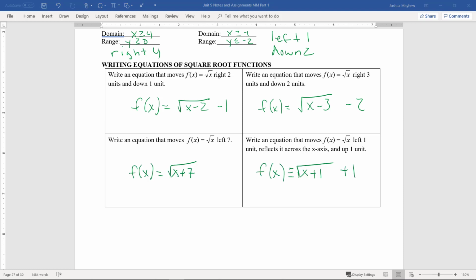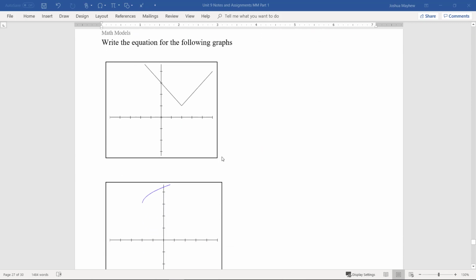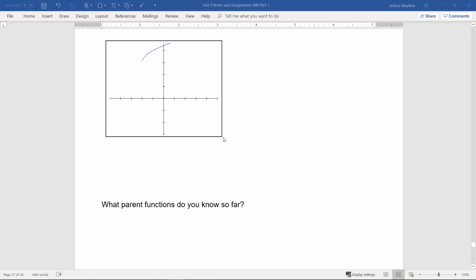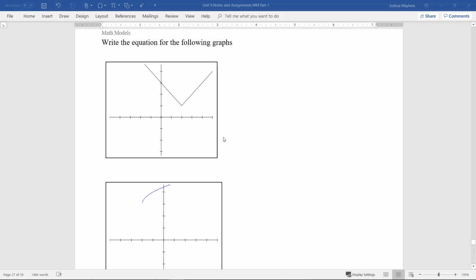Okay, check your answers. Hopefully you were successful in those answers, and you're having success with writing equations. Okay, all right, let's move on to the last page. Okay, last page. So we're going to kind of pull it all together and work backwards. So I'm going to give you the graph, and you need to give me the equation. Okay, so look at this first one.